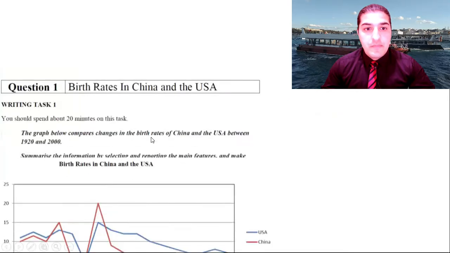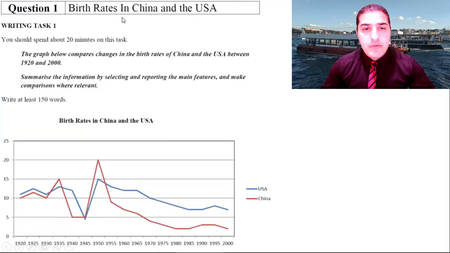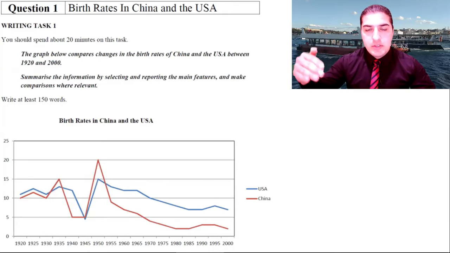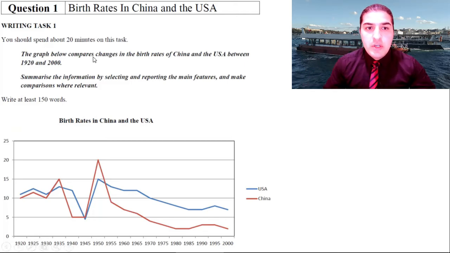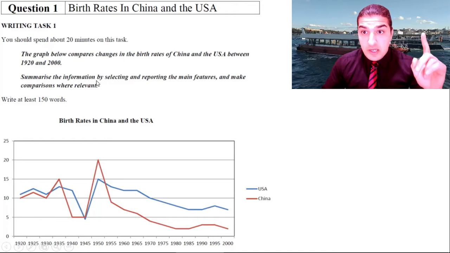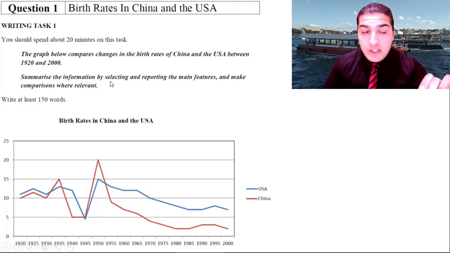Right, so let's start. Question 1, birth rates in China and the USA. You should spend about 20 minutes on this task. It's important, everybody, because task 2 has more points. So, I suggest personally that you stick to task 2. 20 minutes is enough for this one. The graph below compares changes in the birth rates of China and the USA between 1920 and 2000. Summarize the information by selecting and reporting the main features and make comparisons where relevant.